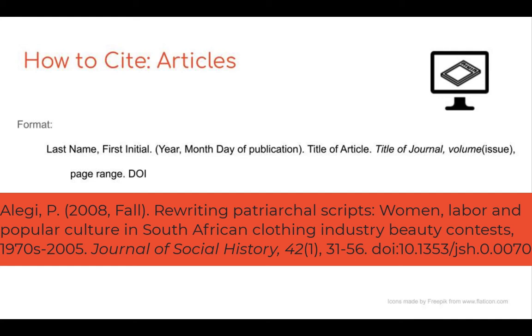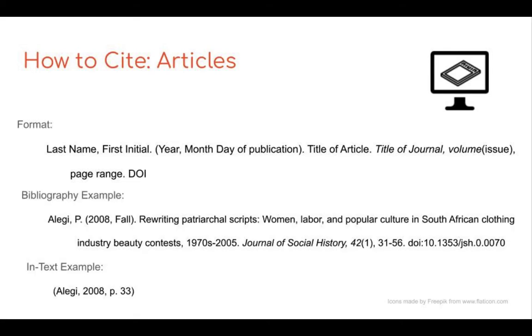And then last but not least, if you need to see the in-text example, this is what that would look like. So again, very similar to books. Author's last name, just the year of publication, and then P for page, followed by period, and then the page number. And that's how we would cite articles.